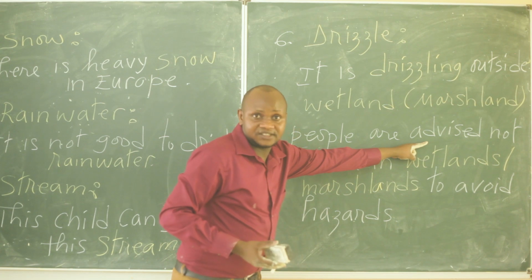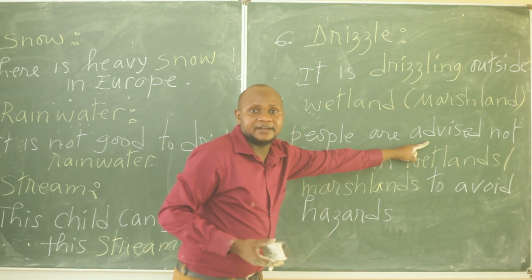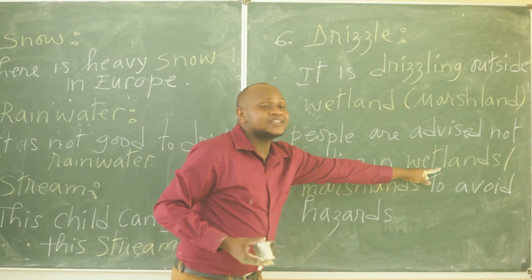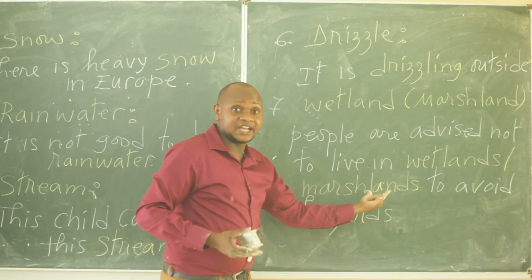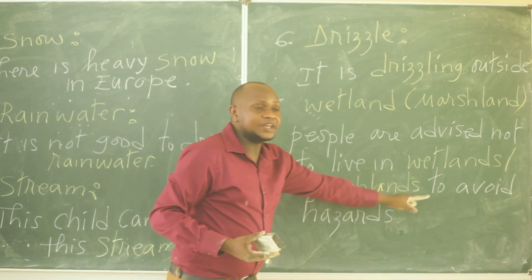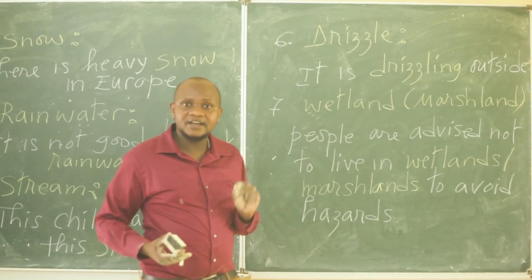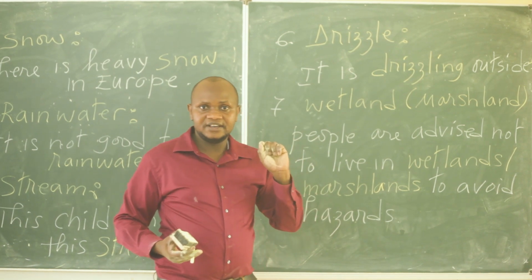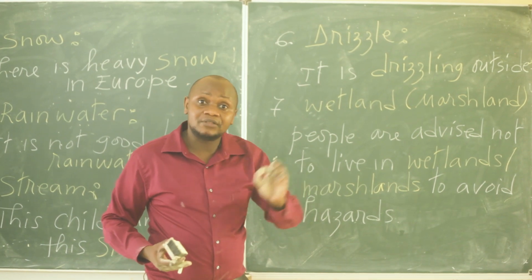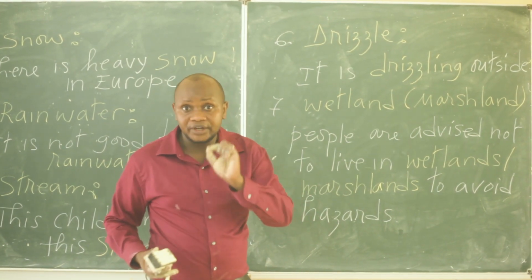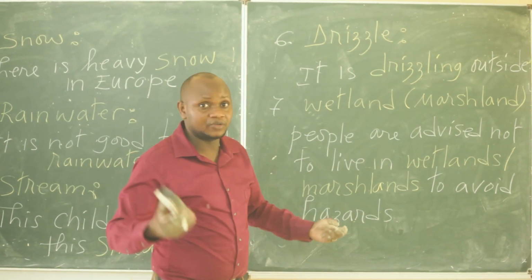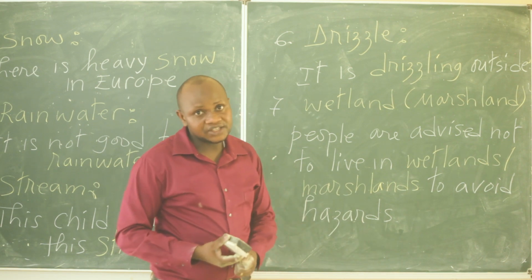People are advised not to live in wetlands or marshlands, to avoid hazards. Hazards. High risk zone.